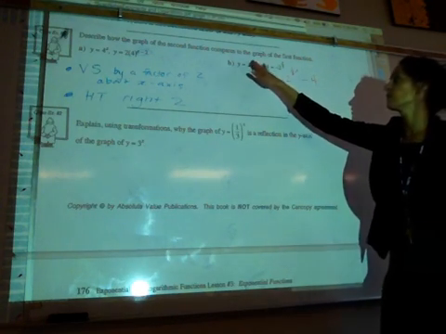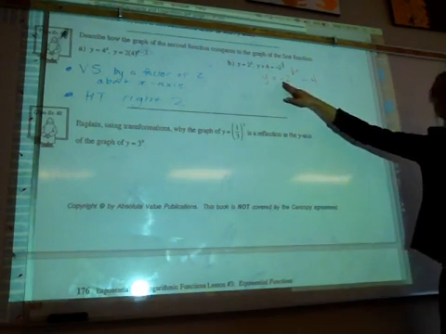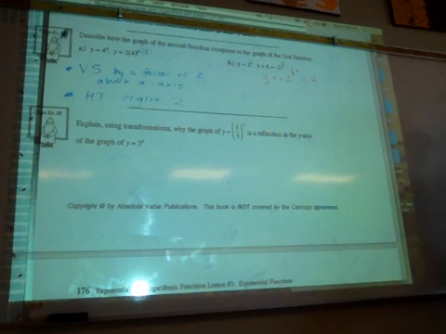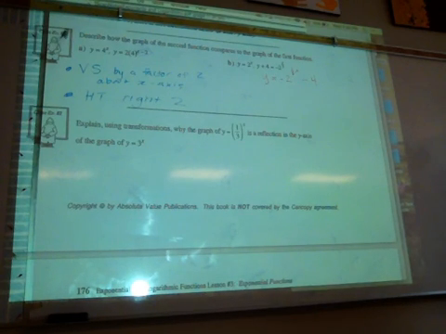We started with 2 to the power of x, now we have a negative in front. If we have a negative in front, what are we reflecting over? The x or the y-axis? What values are changing? The y-coordinates or the x-coordinates?